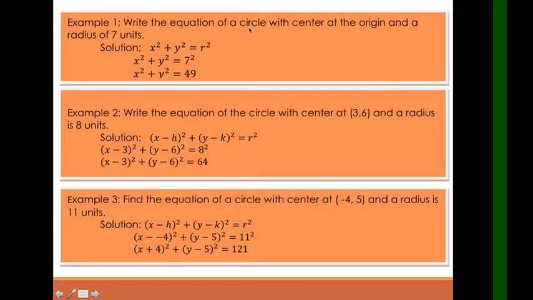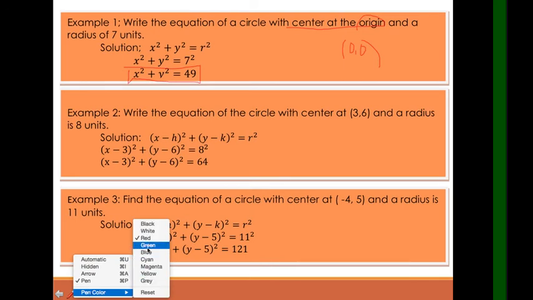Example: write the equation of the circle with center at the origin and a radius of 7. Since its center is at the origin, therefore x and y is equal to 0, 0. So it is like this, 0 and 0. Then, since h and k are 0, what remains is x squared plus y squared equals r squared. If r is equal to 7, that's 7 squared, so 7 squared is 49. Therefore, the standard form of the equation of the circle is x squared plus y squared equals 49.